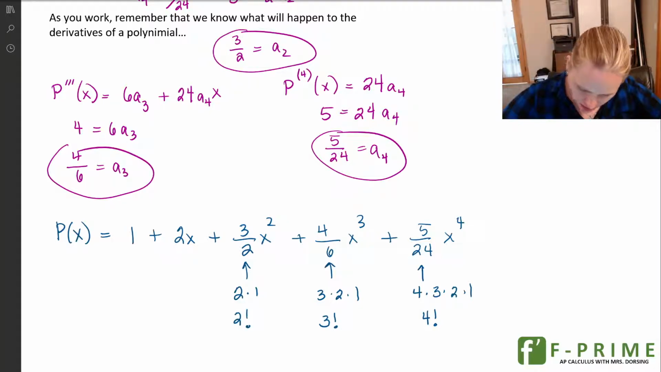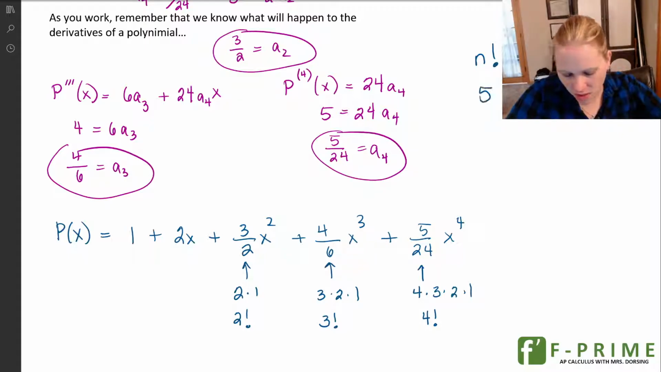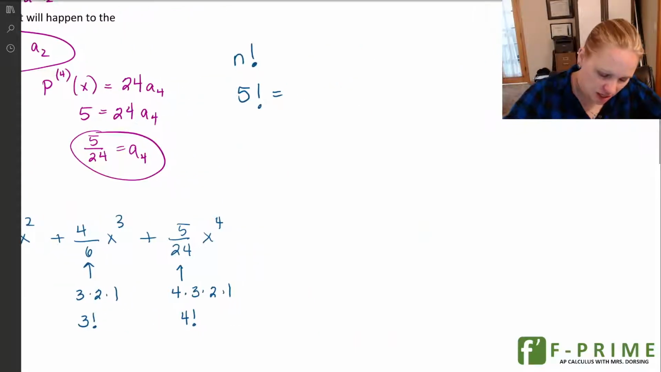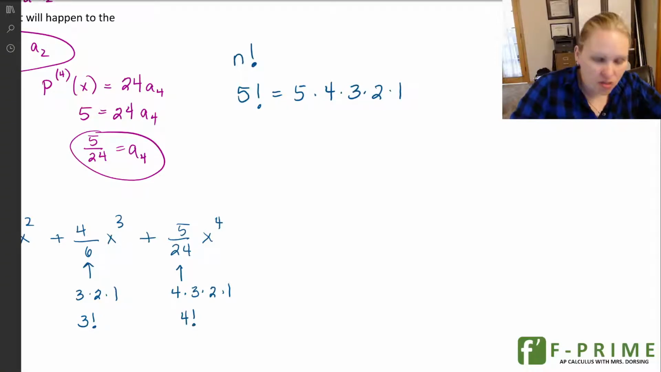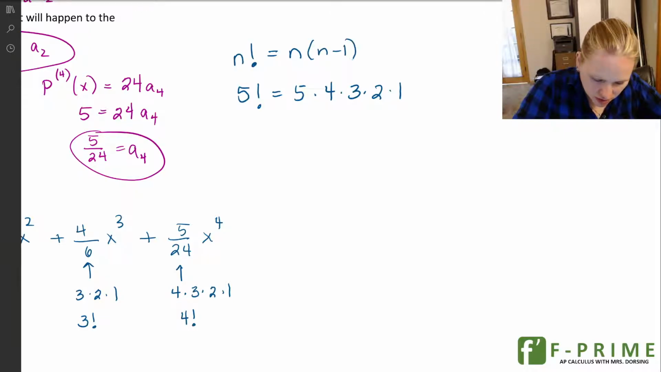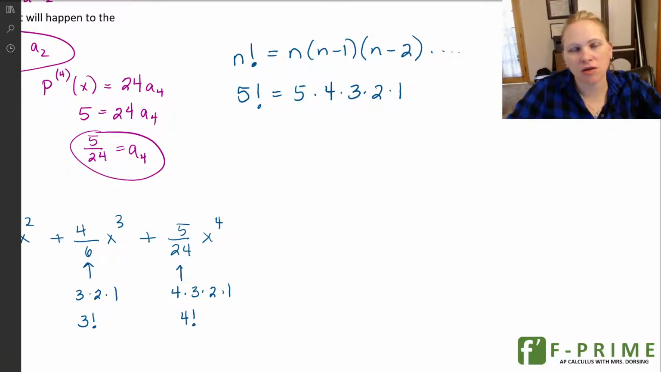When you see this exclamation point for n factorial, or let's say we had the number 5 factorial, what that means is I'm going to take this number and multiply it by every value less than it by 1. So n factorial would be n times n minus 1, so 1 less than n, and then 2 less than n, and so on and so forth. That's what n factorial really means for us.